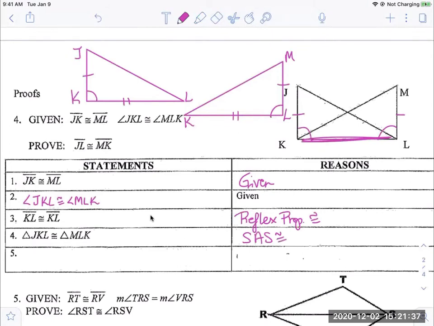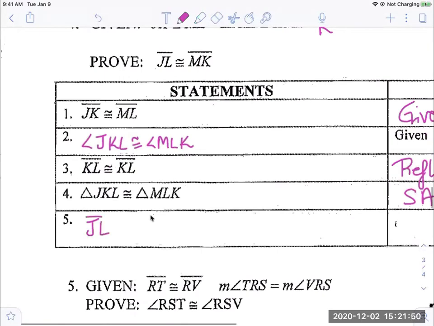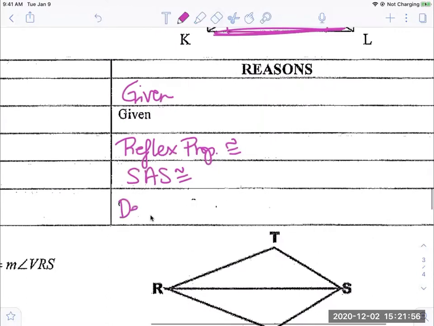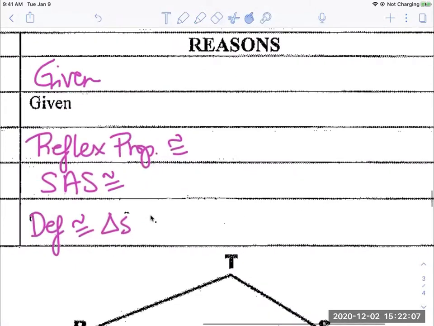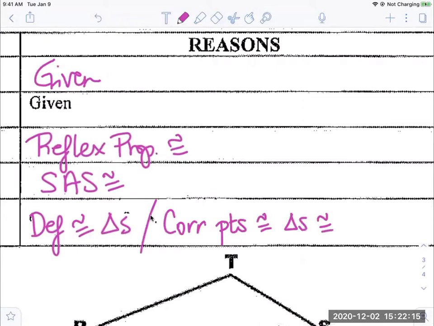Now it's asking you to explain why segment JL is congruent to segment MK. JL is here, MK is here. Why are those congruent? Because the triangles are congruent. We're proving that segment JL is congruent to segment MK. The reason is definition of congruent triangles. Remember, you can also say corresponding parts of congruent triangles are congruent.